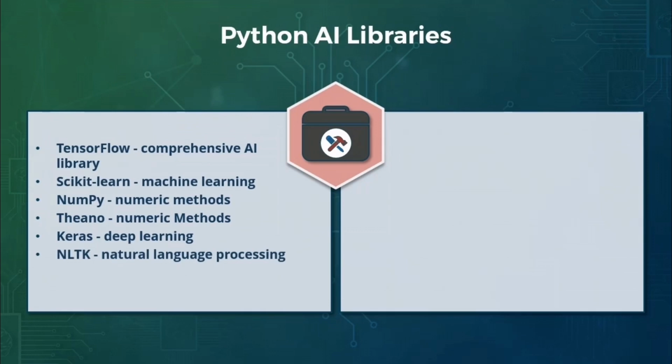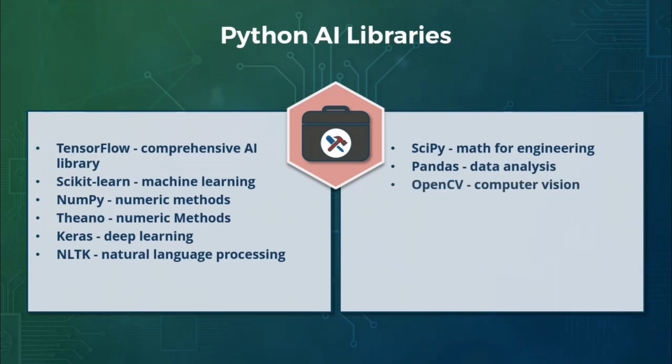NLTK Toolkit is used for building Python programs to work with human languages, computational linguistics, and has a comprehensive API documentation. SciPy is a Python library used for scientific computation. It contains modules for optimization, linear algebra, and other mathematical operations for scientific community. Pandas in Python is the most common library used for data manipulation and analysis. It contains tools for reading and writing data between internal memory structures and different file formats.